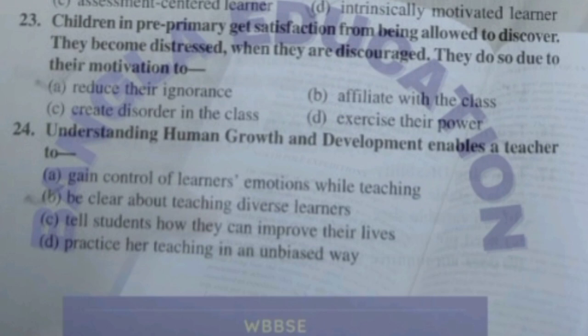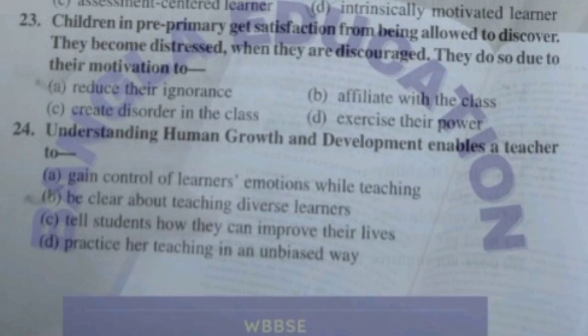Next question 24. Understanding human growth and development enables a teacher to option A, gain control of learners' emotions while teaching. Option B, be clear about teaching diverse learners. Option C, tell students how they can improve their lives. Option D, practice her teaching in an unbiased way. So correct answer is option B, be clear about teaching diverse learners.